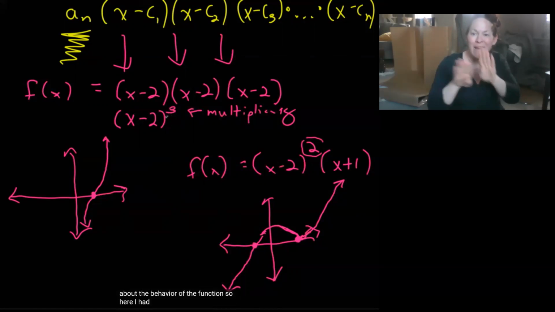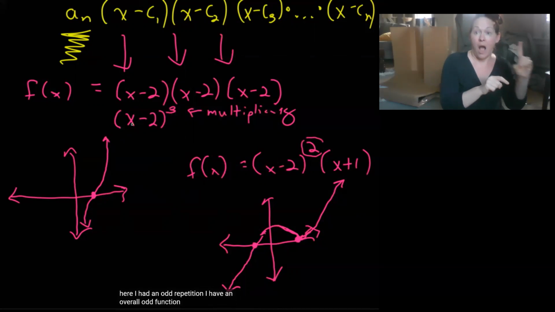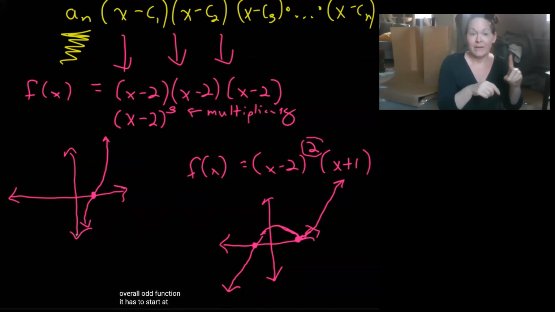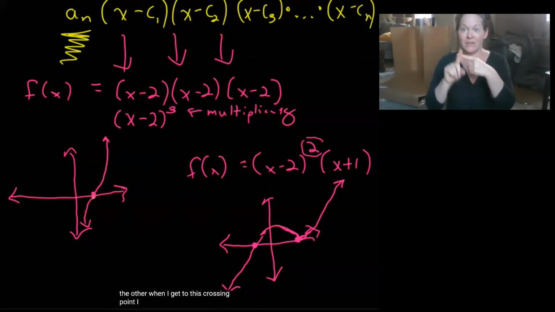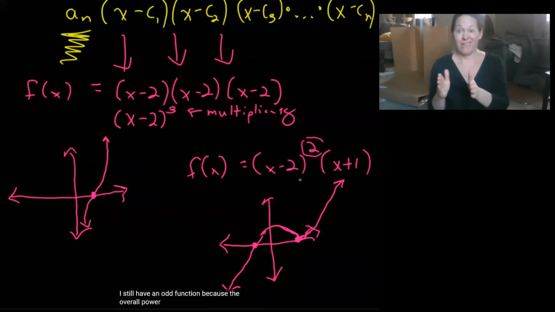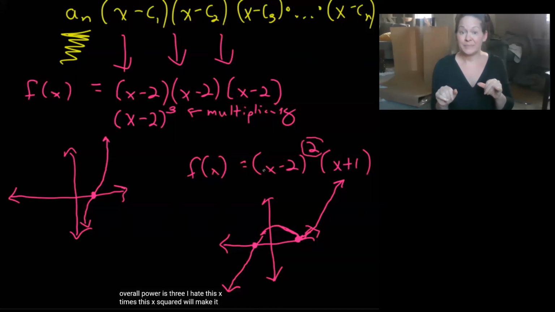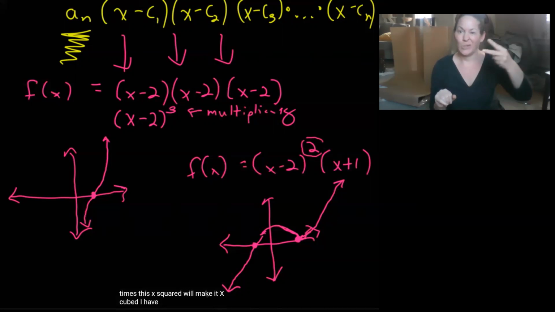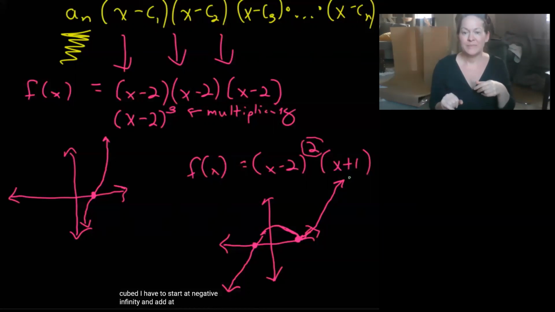So here, I had an odd repetition. I have an overall odd function. It has to start at one infinity and end at the other. When I get to this crossing point, I have to punch through. Here, I still have an odd function because the overall power is 3. Right? This x times this x squared will make it x cubed.